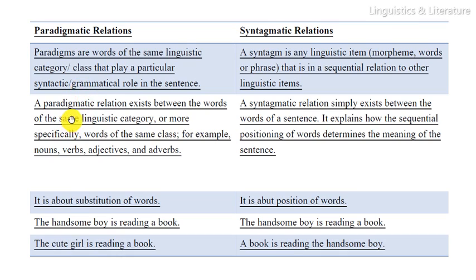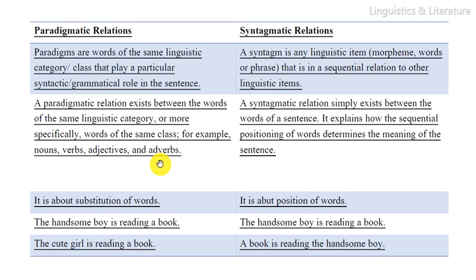Okay, a paradigmatic relation exists between the words of the same linguistic category, or more specifically the words of the same class, for example nouns, verbs, adjectives and adverbs. On the other hand, a syntagmatic relation simply exists between the words of a sentence. It explains how the sequential positioning of words determines the meaning of the sentence. In fact, a paradigmatic relation is about the substitution of words. On the other hand, a syntagmatic relation is about the positioning of words.